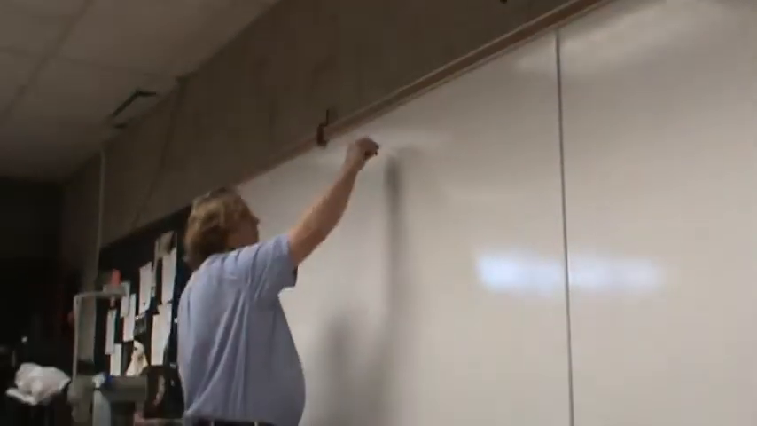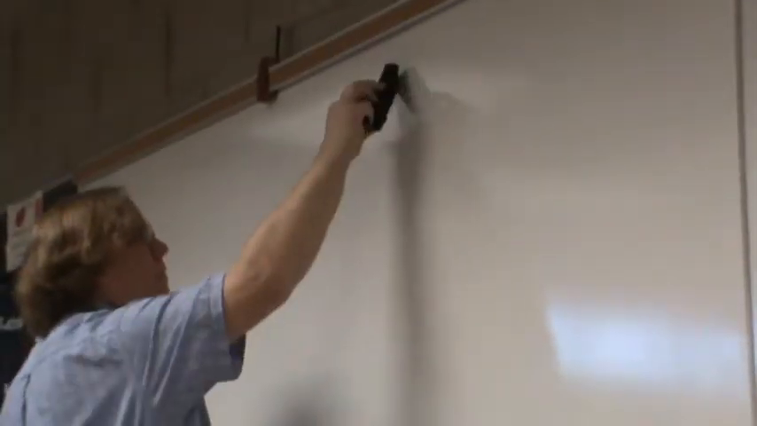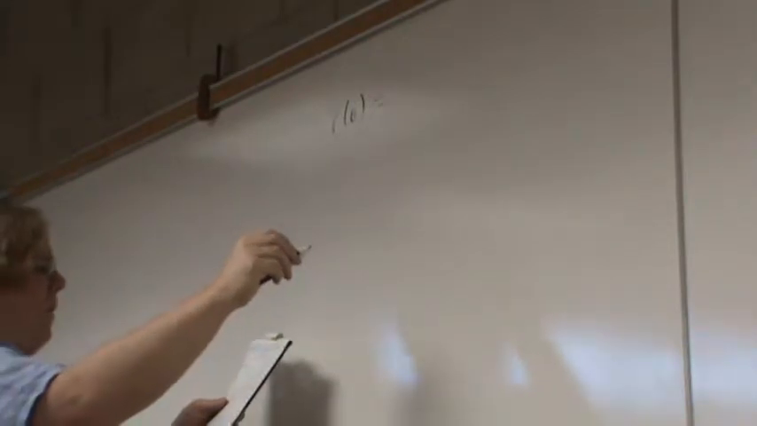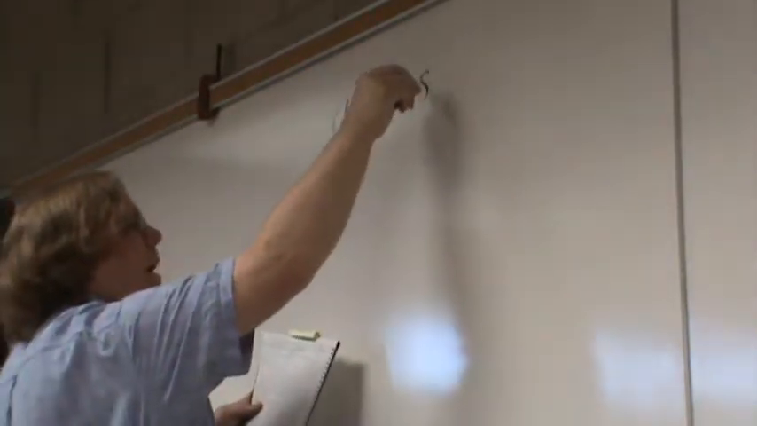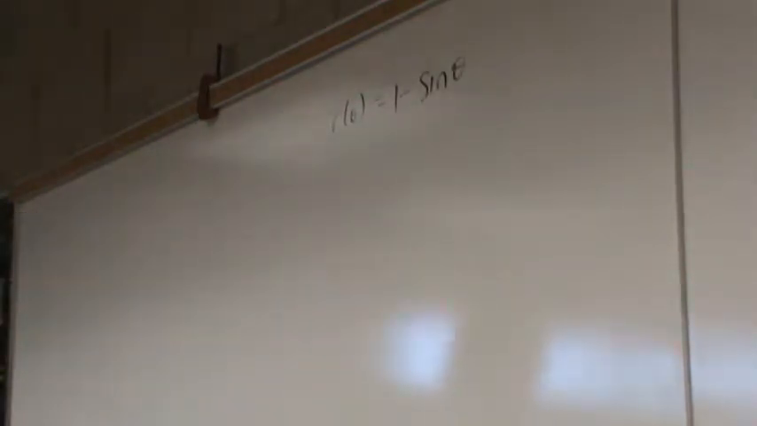I'm going to start with r of theta. I've got a polar function, and r of theta is going to equal 1 minus the sine of theta. Well, the first thing I'm going to do is graph this thing.